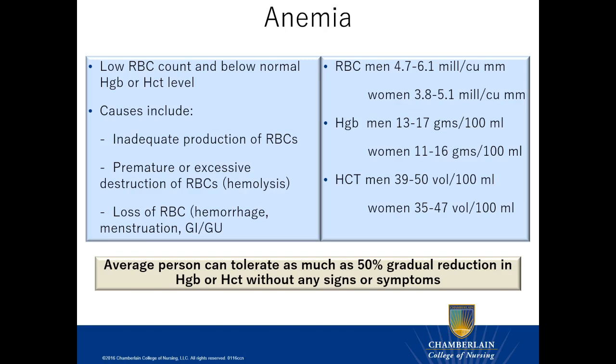Anemia is low red blood cell count and below normal hemoglobin or hematocrit level. I gave you some normal labs over there. When you look at hemoglobins and hematocrit, hemoglobin is always about 1/3 of the hematocrit, roughly. Not always exactly, within a point or two. So that's one way to gauge whether you have an accurate result: is the hematocrit about 3 times the hemoglobin.